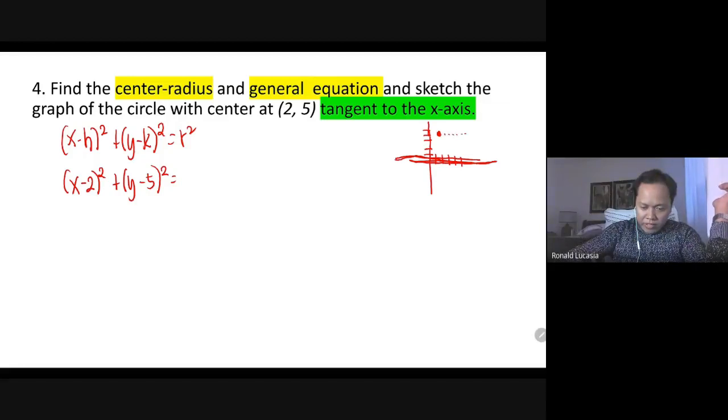This is the radius. This is the radius. This is the radius. And this is the radius. For the circle to be tangent to the x-axis, what must be the radius?